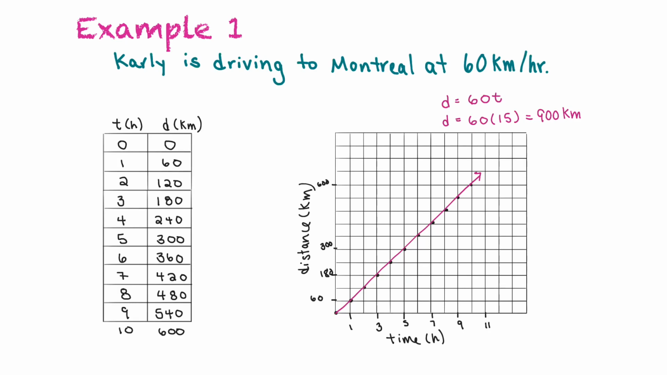So the example that we've just worked through is an example of direct variation. Another way to say this is that one variable varies directly with the other. So in direct variation, you're going to have a linear relationship, and it's going to pass through the origin or through 0, 0. The next examples we're going to look at will be a little bit different.